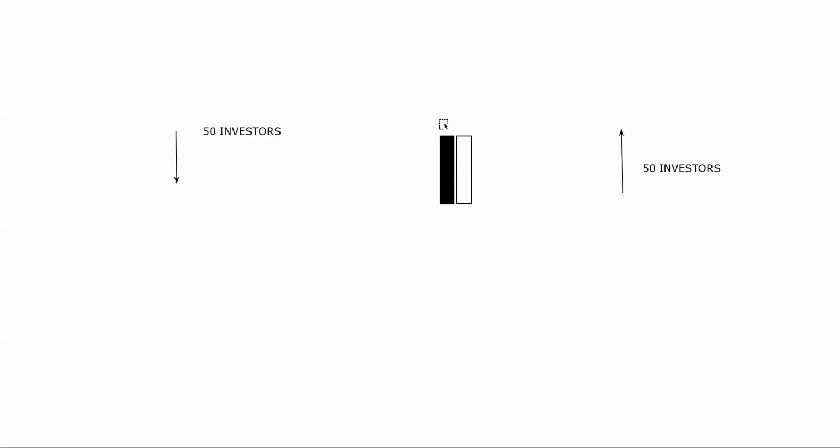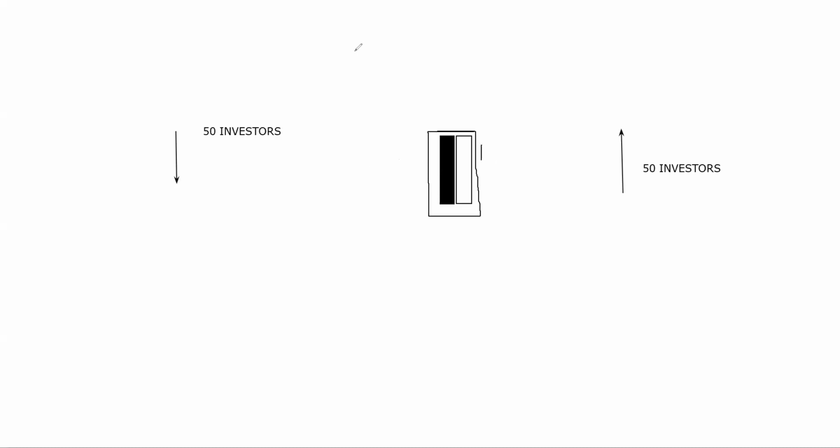So having this equal candle tells you that we have the same amount of buyers and the same amount of sellers in a particular time frame. So within a 15 minute chart, if this is a 15 minute chart, then we have 50 people in the buy scenario, 50 people in the sell area. You get it?